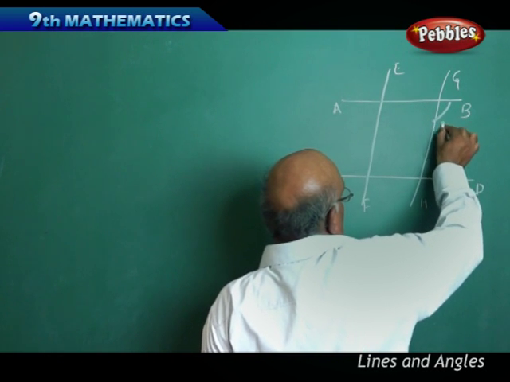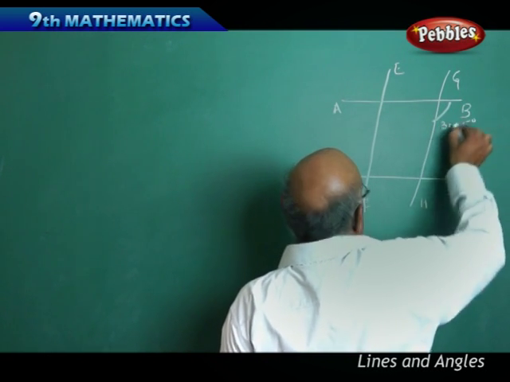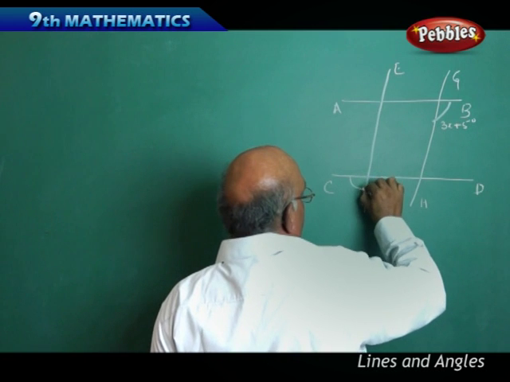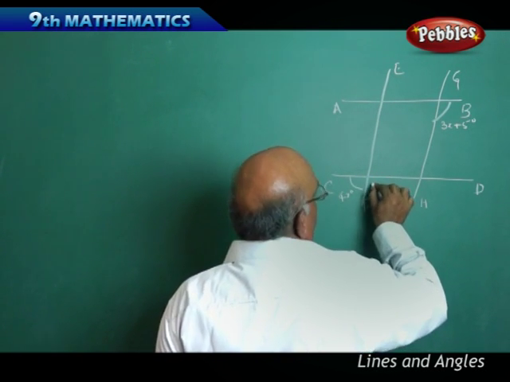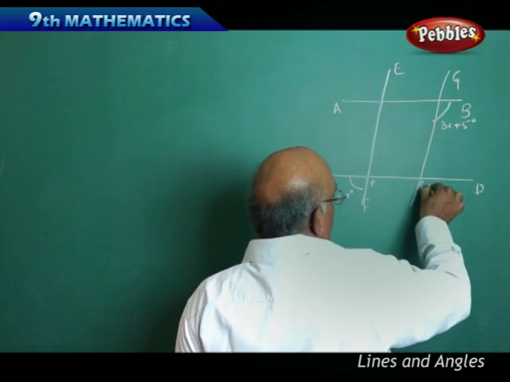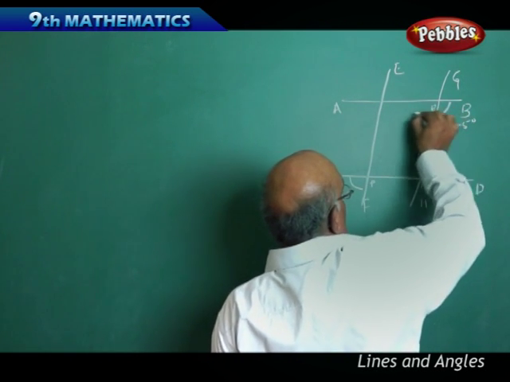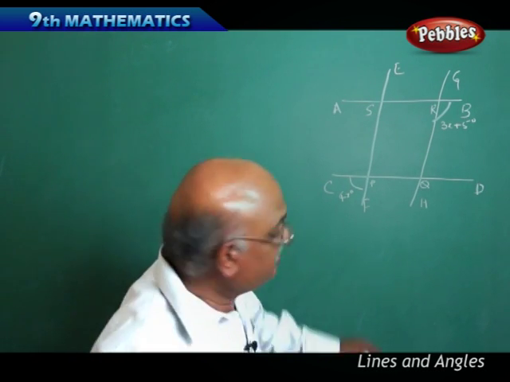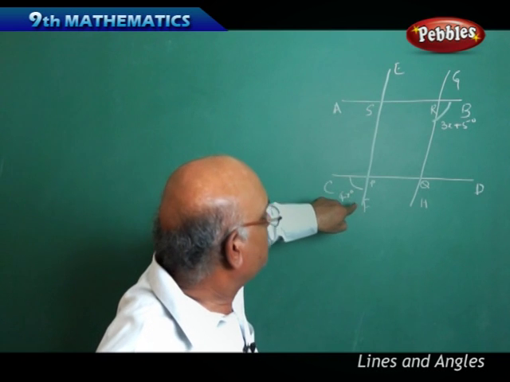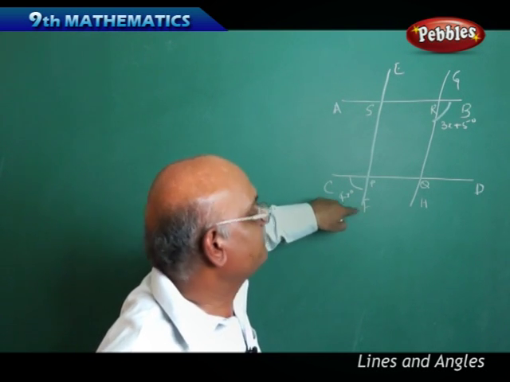He had given it as 3x plus 5, and this angle he had given as, let us call it, 4x degrees. We will name the points: this is P, Q, this is R, S. Now the angles are given like this. Our main interest is to find out what the x value is.